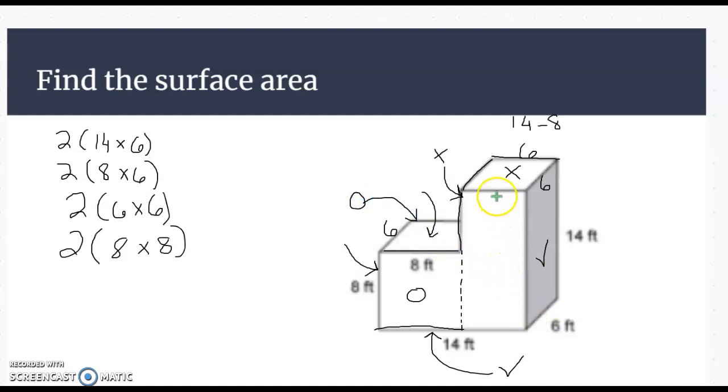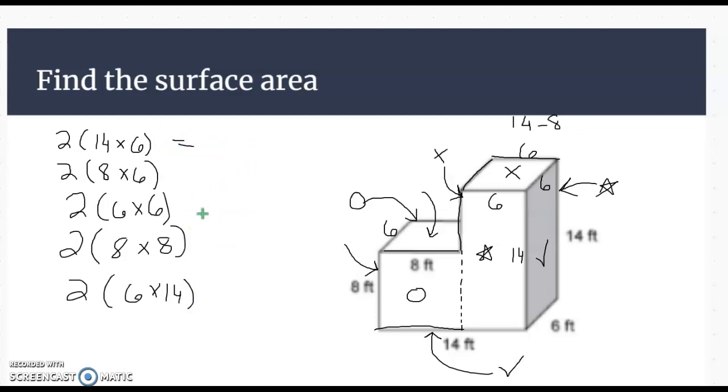And there is also a 6 by 14 rectangle right here. I'll note that with a star here. There's the same thing on the back. Noting that here in our work. Now we're going to take the time to calculate all of these and then add them up.